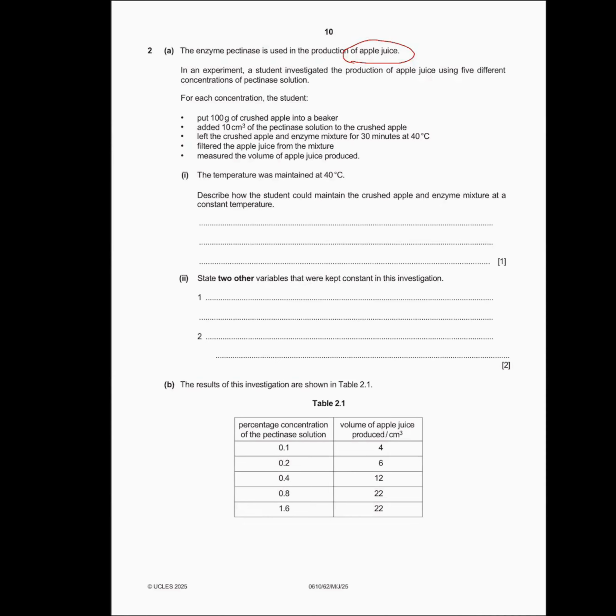The enzyme pectinase is used in the production of apple juice because it breaks down pectin in the cell wall. In an experiment, a study investigated the production of apple juice using 5 different concentrations of pectinase solution. Also, ICDC: whenever I have an experiment, I go for this. So we are investigating the enzyme pectinase and apple juice. In the experiment, he investigated 5 different concentrations, so what are we changing? The concentration of pectinase. So this is my independent variable.